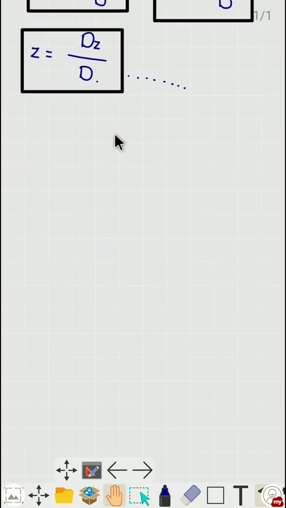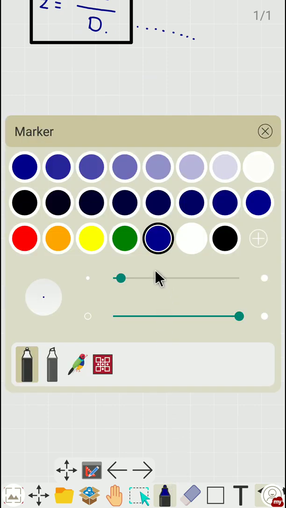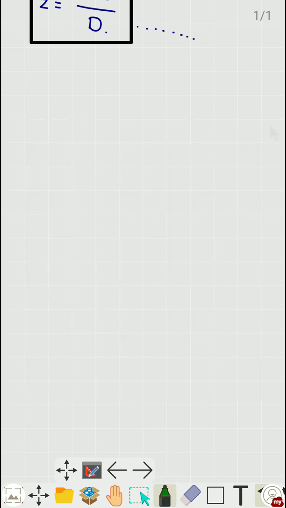Let us try to solve one example now, based on this Cramer's rule. Write down the question. Question number 1: solve the following system of linear equations using Cramer's rule.